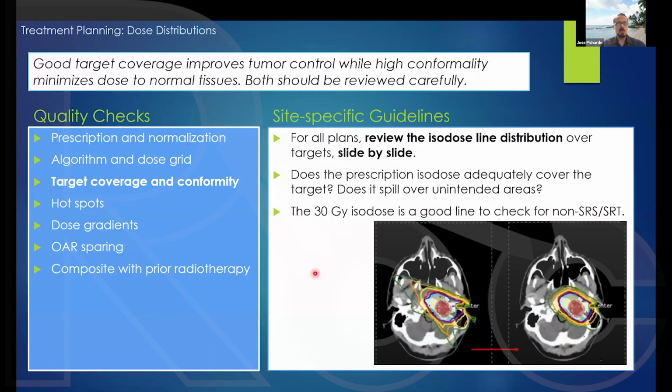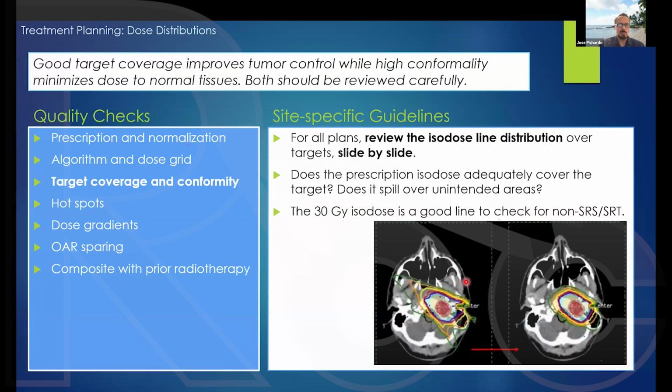All right, target coverage and conformity. For all brain plans, and actually for any plan, not just brains, always look at the isodose line distribution slide by slide. I know it's very tempting to just go to the DVH and go, everything looks good, let's go on. Always look at the dose, please, because there are some things that the DVH is not going to show you.